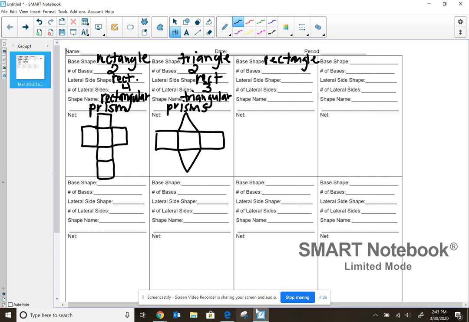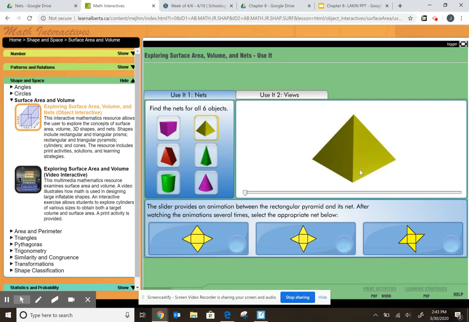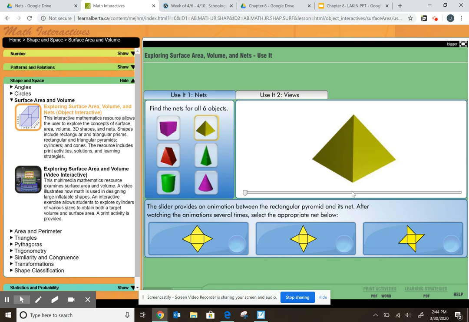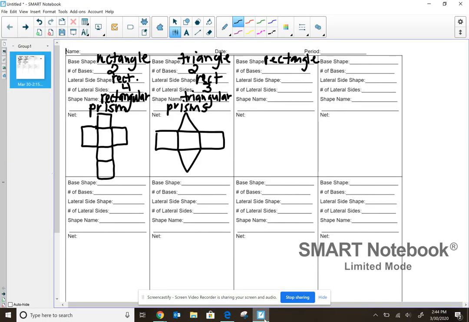The number of bases. Now look at the shape. Is there going to be a base that's opposite of it up on top? No, because all the sides just meet at a point. It's not like a rectangular prism where there's a base on the bottom and a base on the top. So in this shape, there's just 1 base on the bottom. Number of bases, 1.